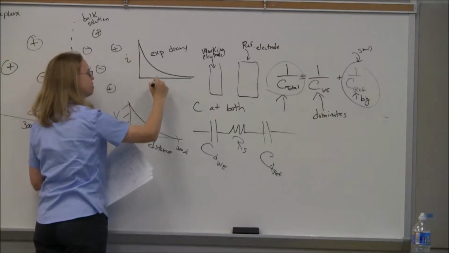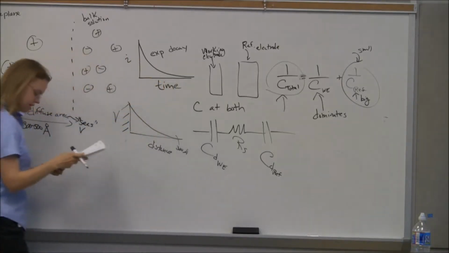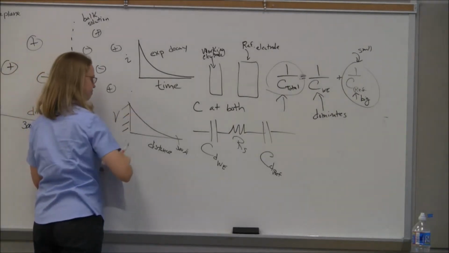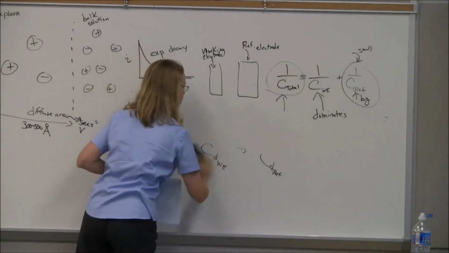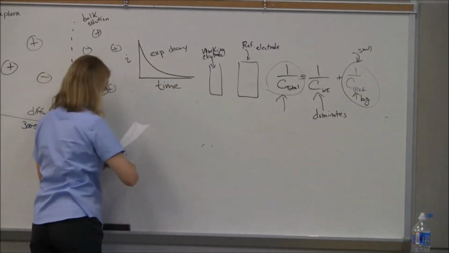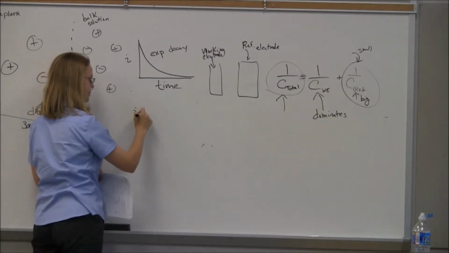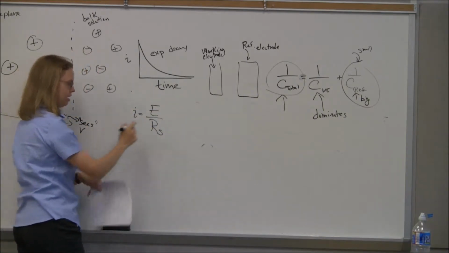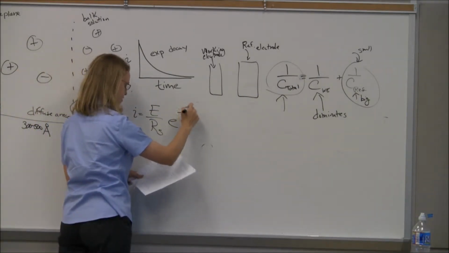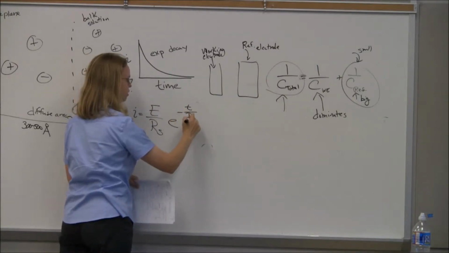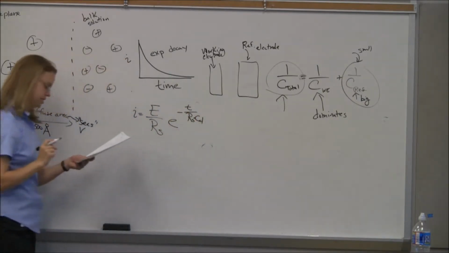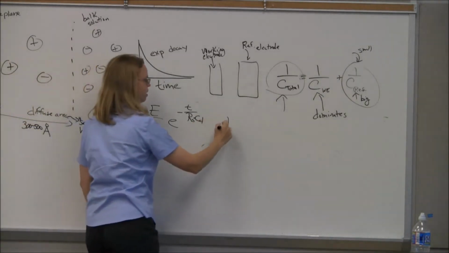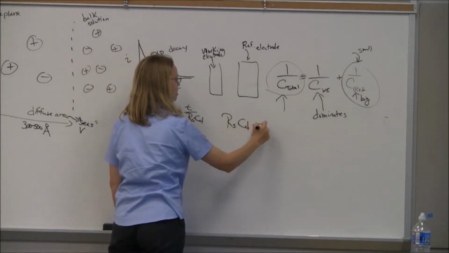So if we look at current over time, we're going to get an exponential decay. And the equation, let's look up the equation. So that's like a constant times e to the minus t over RsCs. So again, it's exponential decay, where basically we always call RsCs the time constant.